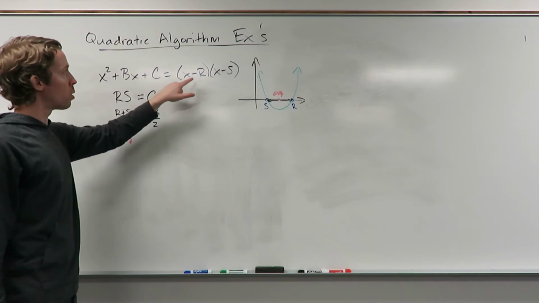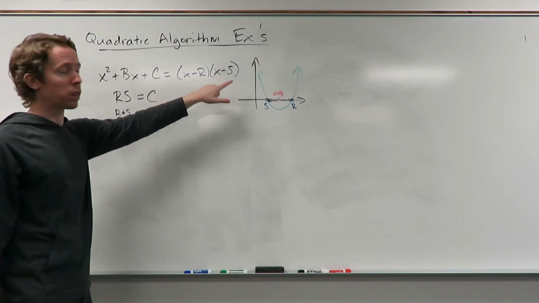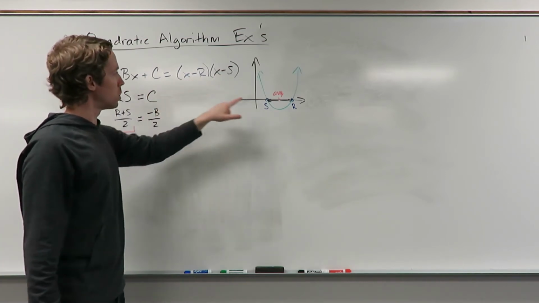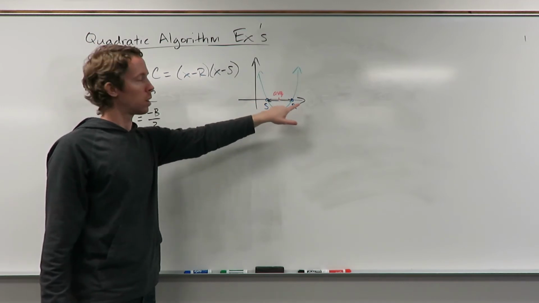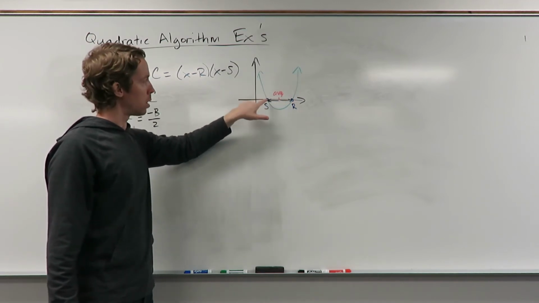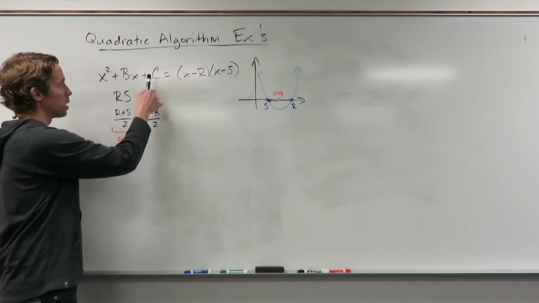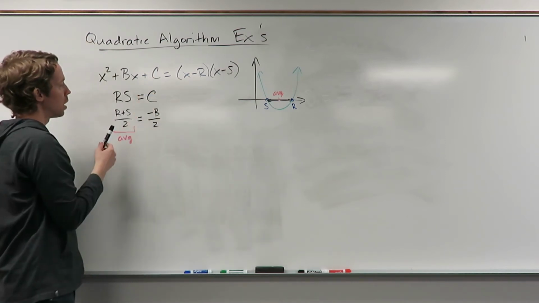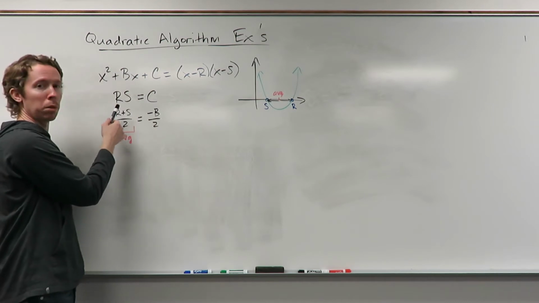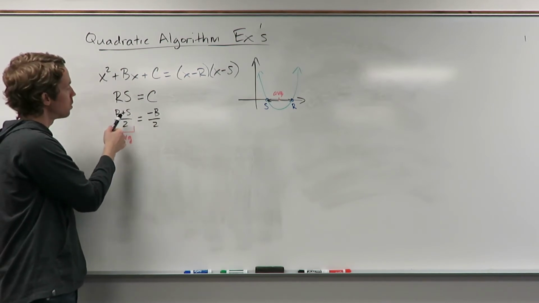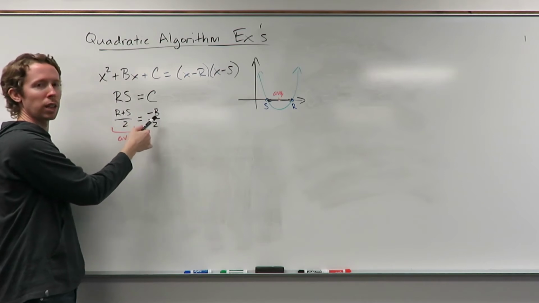And then what we know about r and s geometrically is that if this is set equal to 0, then those are our x-intercepts. So on the parabola, there would be these 2 points. We also know that r times s has to give us c. And we know that r plus s had to give us negative b.